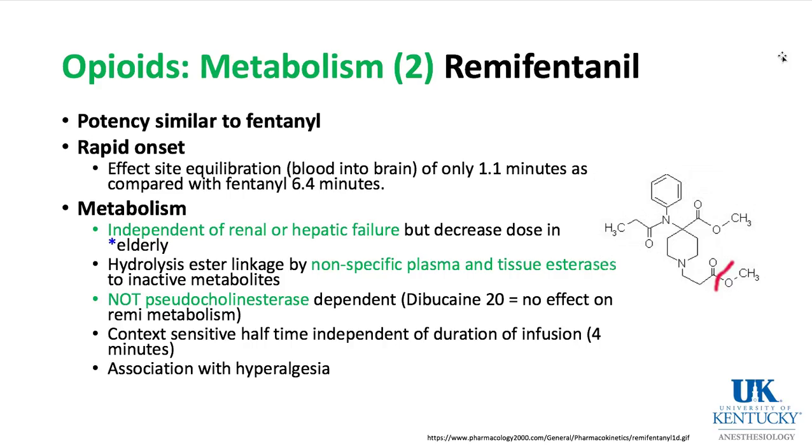And even if they have an abnormal butyrylcholinesterase, which is the same as pseudocholinesterase, for example, they had a dibucaine number of 20. Dibucaine normally inhibits pseudocholinesterase 80%. If someone had a homozygous atypical pseudocholinesterase with a dibucaine number of 20, it's not going to have any effect on remi metabolism. We can infuse remifentanil for long periods of time, 2 hours, 4 hours, 8 hours, and shut it off, and the context-sensitive half-time doesn't change much, about 4 minutes.